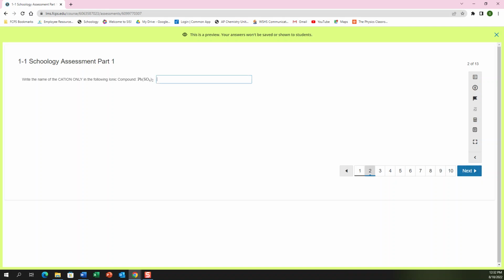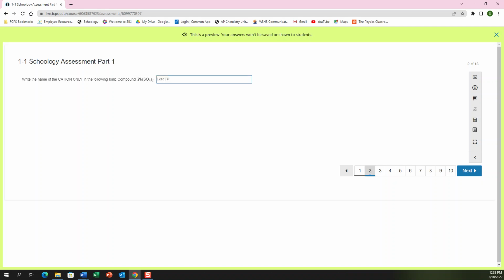Cation only again. Okay, so this compound would be lead IV sulfate. But again, we only need the name of the cation, and the cation would be lead IV. Now, how do we get the Roman numeral? The Roman numeral is the charge of this ion. And sulfate, you have to know, is a 2- ion, and you have 2 of them. So because you have 2 of them, right, the overall negative charge is -4. So the overall positive charge has to be +4. And since you only have 1 lead there, it's lead +4. So you would say lead IV.